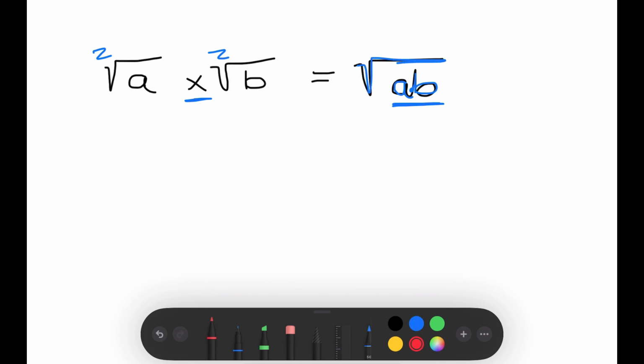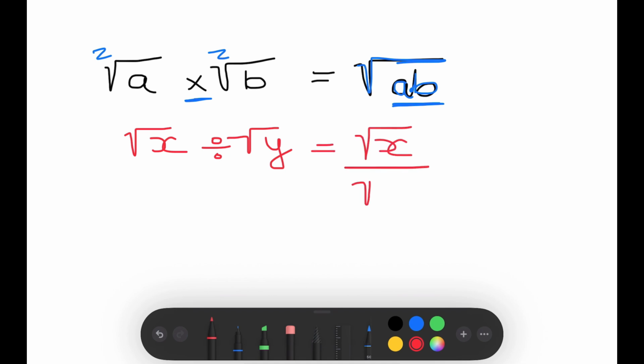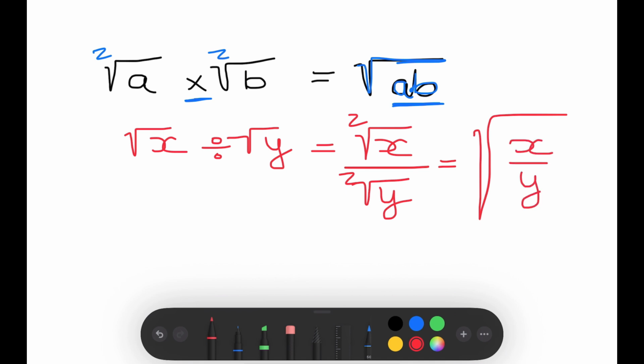Likewise, for division, if we were to have the square root of x divided by the square root of y, this can simply be written as the square root of x divided by y. Since they both have the same roof, we can put them together and we just have the square root of the whole fraction x divided by y, just like that.